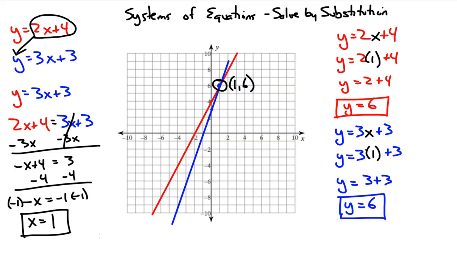But in either case, I ended up with the value of my x equal to 1 and my y equal to 6. And I did that through substitution. And here I did it through graphing, but of course we got the same answer either way. The one point that works for both the red equation of y equals 2x plus 4 and the blue equation of y equals 3x plus 3 is when x equals 1 and y equals 6.